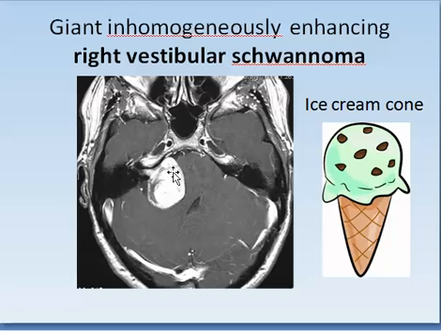This is the typical appearance of the ice cream cone extending into the canal, but the main bulk is outside the canal. It is a giant, and being giant, areas of breaking down, areas of devascularization or less vascularization are there. So we get the giant usually with inhomogeneous enhancement.